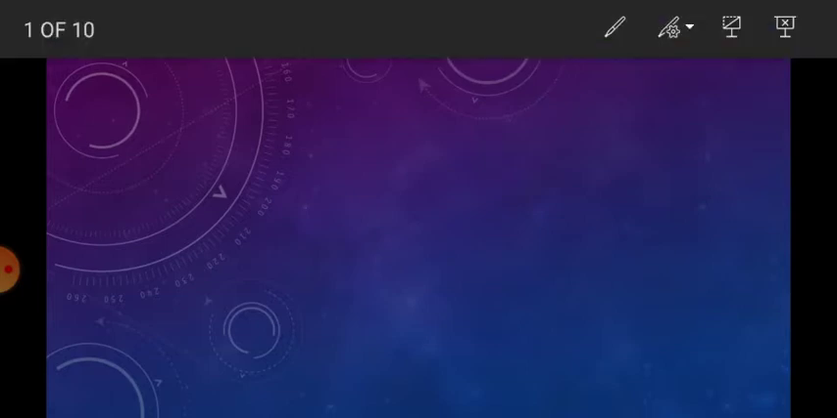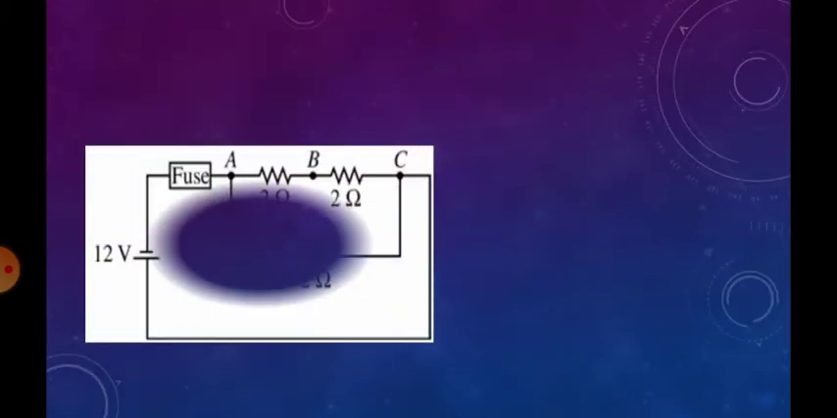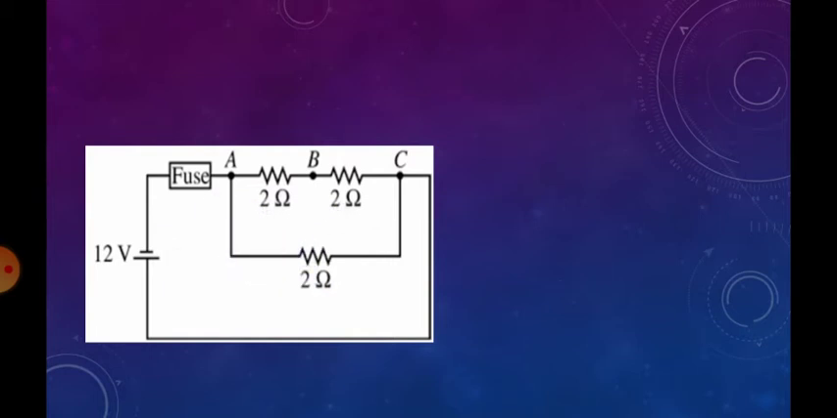Now how does this heating effect of electric current happen? We'll see now how and why it is happening. So look at this picture first. It is a circuit. Can you see here something called 12 volts, that is nothing but the potential difference. Then there is a fuse, then there are some symbols. You must know what these symbols are. These are the symbols of resistances.